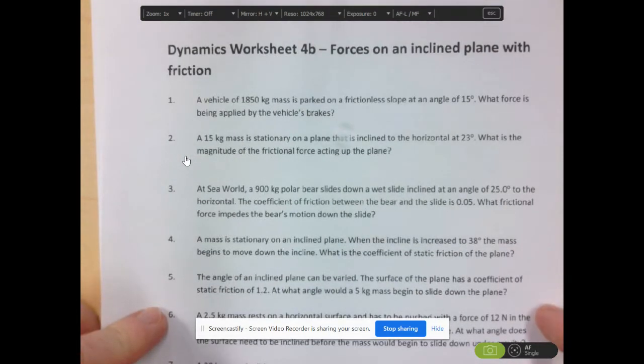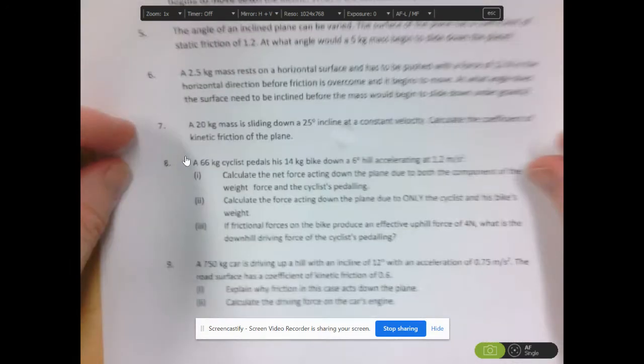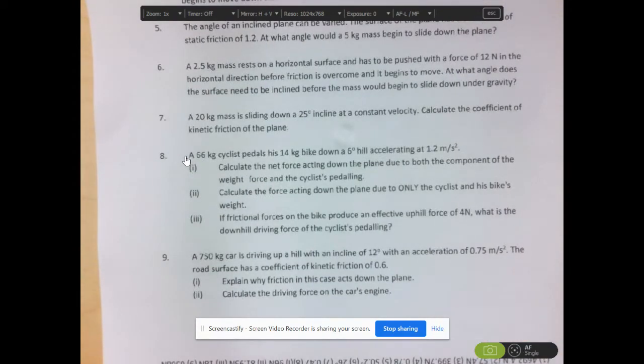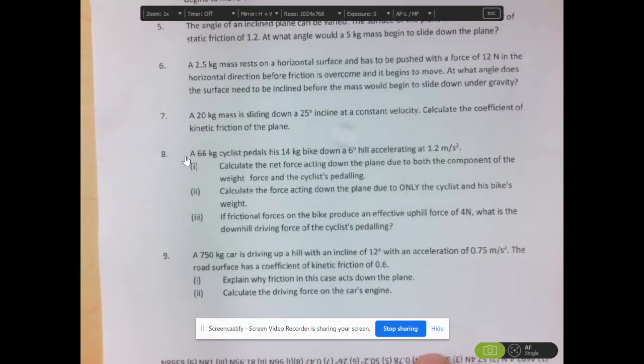Welcome. This is the continuation of Dynamic Worksheet 4B, Forces on an Inclined Plane with Friction, and this is a work through of question 9. So question 9 is just a modification of what we've already been doing, except this time we're moving up the hill. So we've got a 750 kilogram car and it's going up a hill at an incline of 12 degrees, and the overall acceleration in the upward direction is 0.75, 3/4 of a metre per second squared.